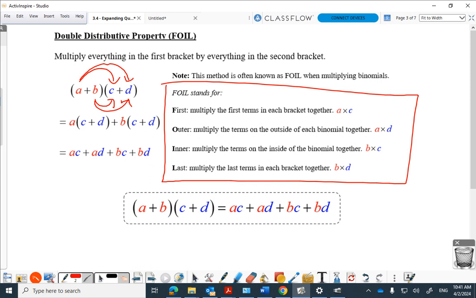FOIL means multiply the first two things together. So in my silly drive to the park example, that would mean multiply the two drivers together. Then the outside people, that means this driver with that passenger. Then the insides, that's my passenger with your driver. And then the last, which is the two passengers. So the FOIL just helps you remember which ones you're doing. Again, I don't know too many people who actually go through the steps of FOIL. They just use FOIL as the catchphrase to know how to do this.